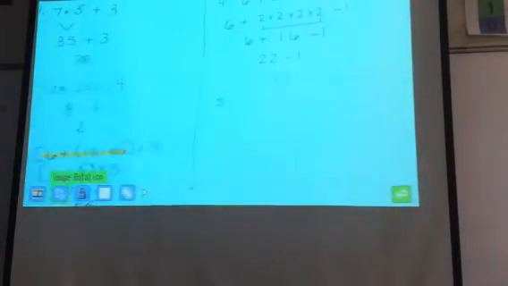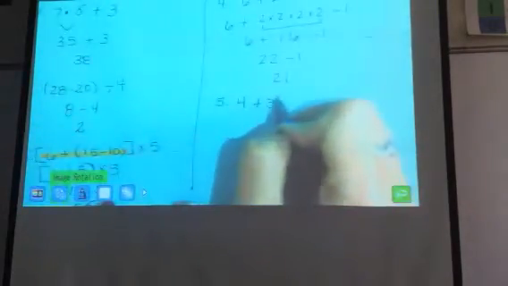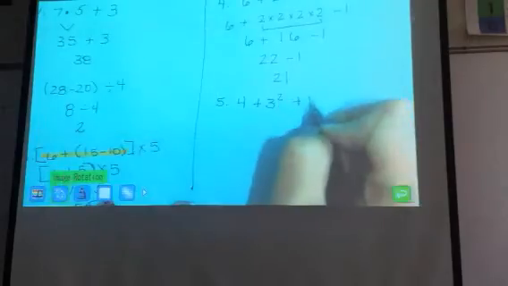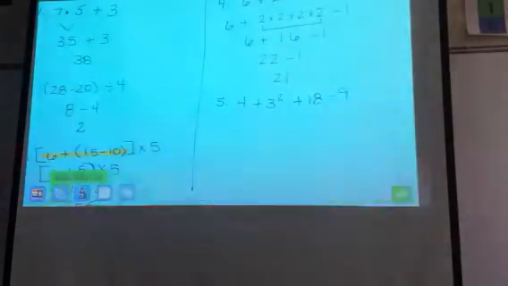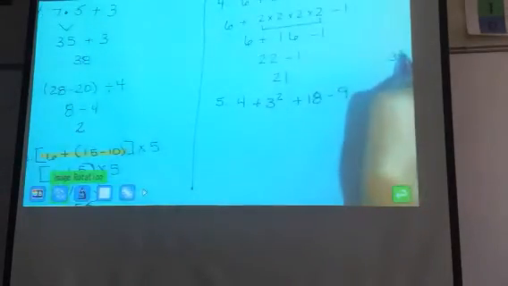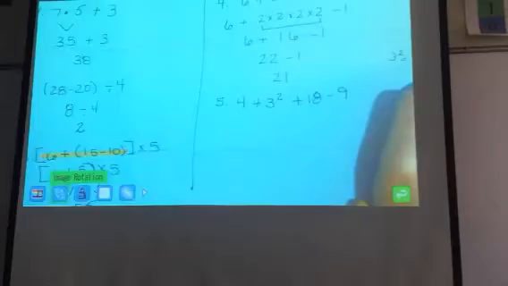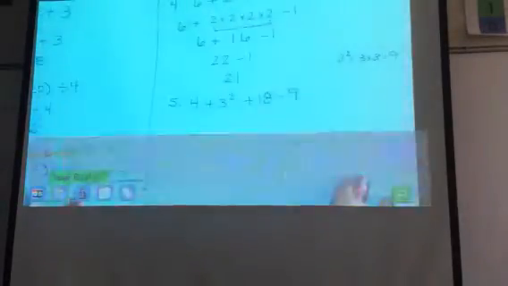We're going to go on to number 5. I don't know why my projector is being a little bit goofy. But we can copy that down right from your book. And then we have that problem there. And I need to do my exponent first. So 3 squared actually equals 3 times 3, which equals 9, correct?